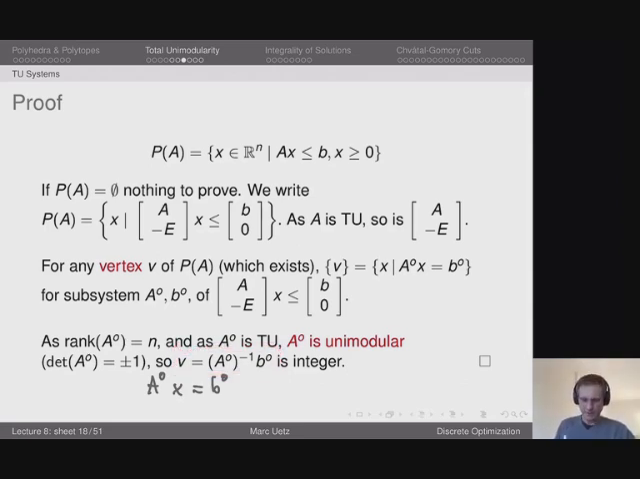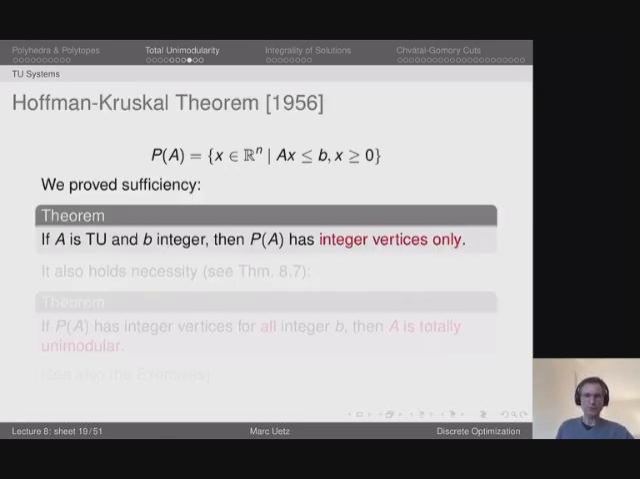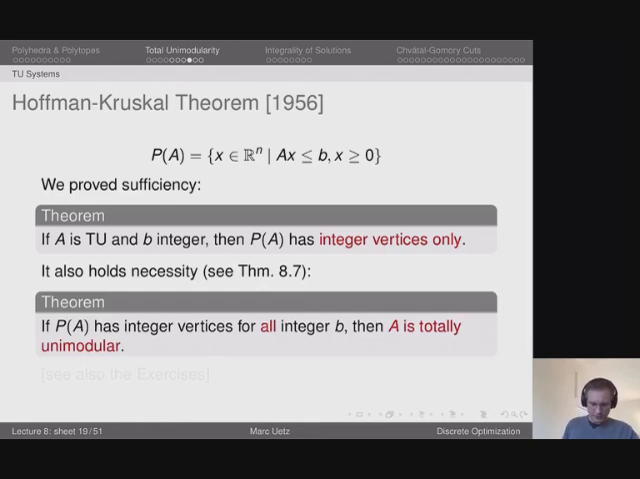Now that proof is one half of the proof of a well-known theorem in polyhedral combinatorics by Hoffman and Kruskal. So we actually proved sufficiency. So we proved that if the matrix is totally unimodular and the right-hand side is integer, then the corresponding polyhedron has integer vertices only. And as a matter of fact, also the opposite is true. So if this polyhedron defined in this way has integer vertices for all integer right-hand sides, then the matrix is totally unimodular.